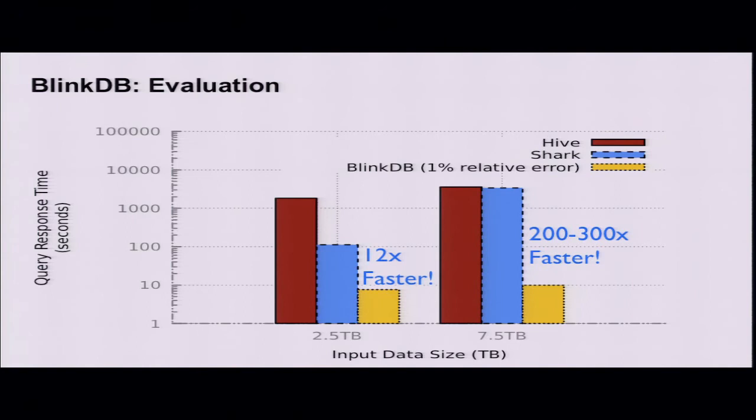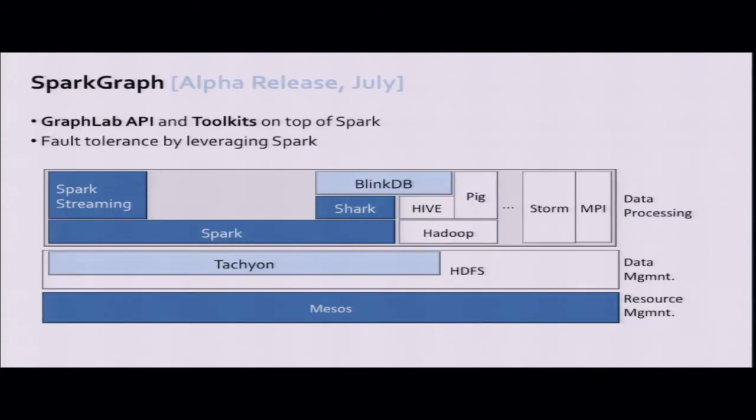Now we run BlinkDB with a 1% relative error and 95% confidence interval. And what you get is that for the 2.5 terabyte data set, it takes 8 seconds. So 12 times better than in the case of Shark, when it operates on the entire data set. And for the 7.5 terabyte data set, it takes 10 seconds. So it's all the way 200, 300 times faster. Right? So if you can accommodate 1% error, you get two orders of magnitude faster response. Okay?